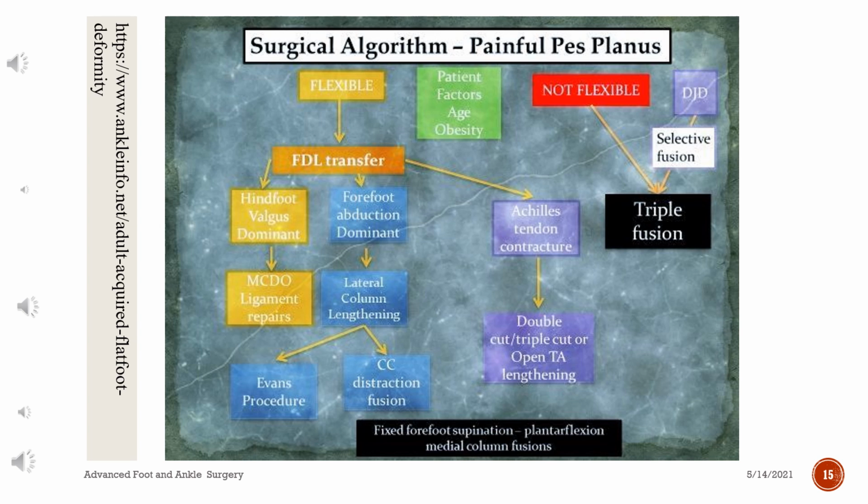If the deformity is not flexible and degenerative arthritis exists, consider isolated subtalar arthrodesis or triple arthrodesis. If fixed forefoot supination and plantar flexion deformity exist, consider medial column fusion.